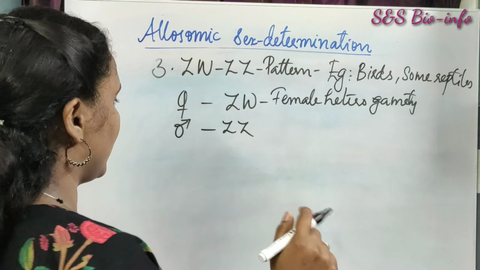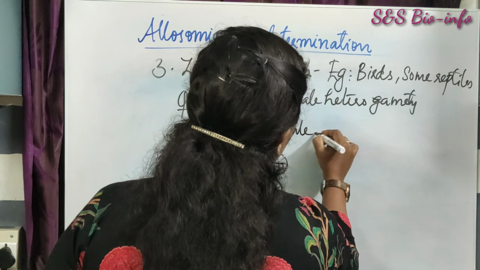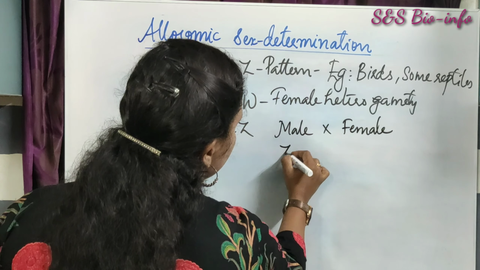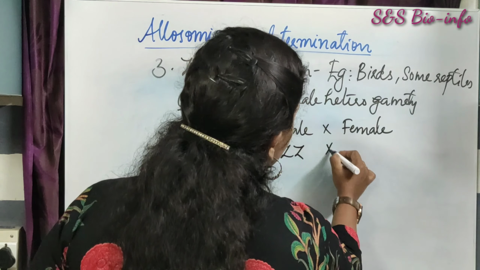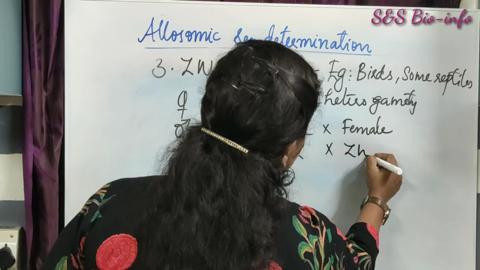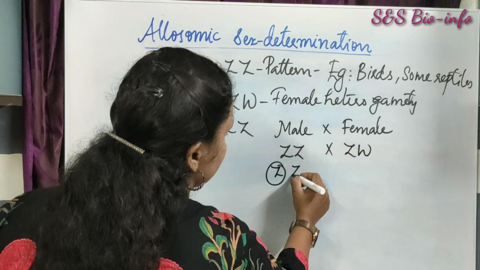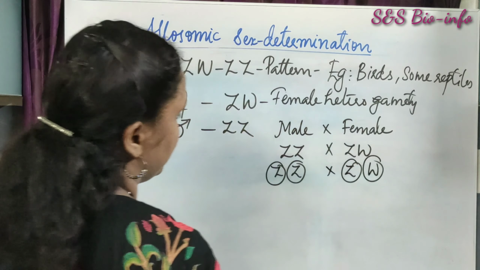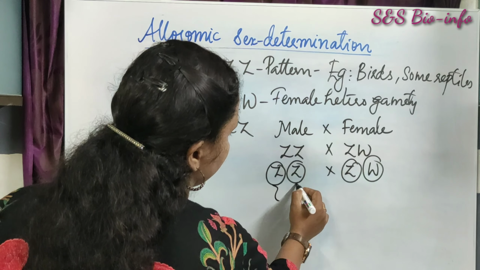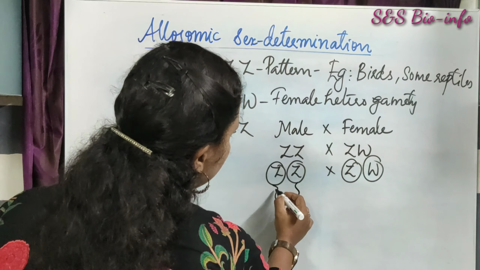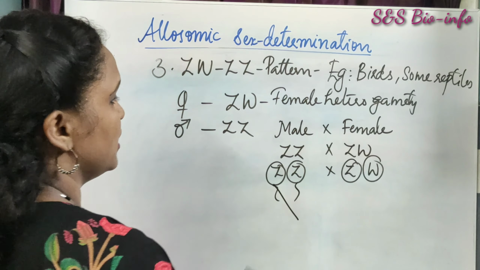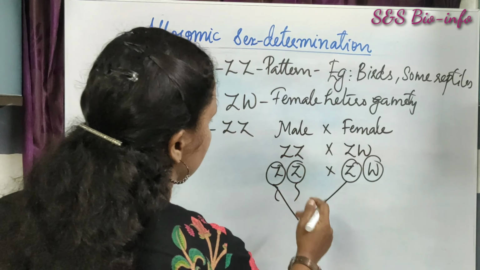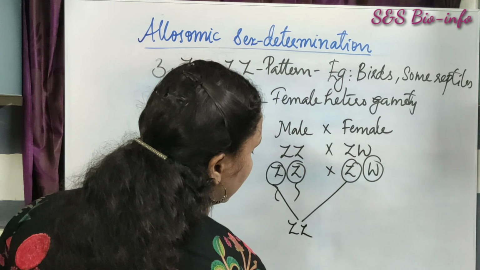So let's consider the cross. Male parent, female parent. Here the males have ZZ, and the females ZW. So the gametes are of similar type in the case of male, and dissimilar types of gametes in the female. When a Z carrying male gamete is fused with a Z carrying female gamete, the result will be ZZ, that is male.